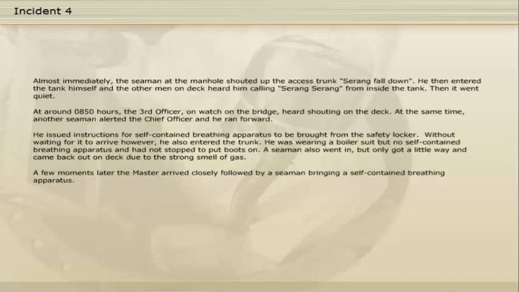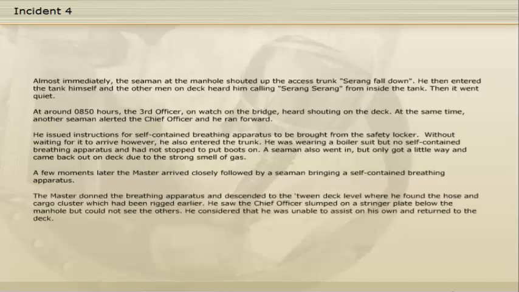A few moments later, the master arrived, closely followed by a seaman bringing a self-contained breathing apparatus. The master donned the breathing apparatus and descended to the tween deck level, where he found the hose and cargo cluster which had been rigged earlier. He saw the chief officer slumped on a stringer plate below the manhole, but could not see the others. He considered that he was unable to assist on his own, and returned to the deck.